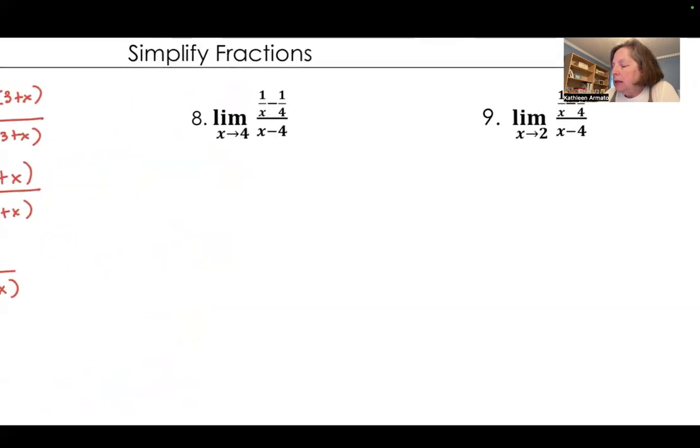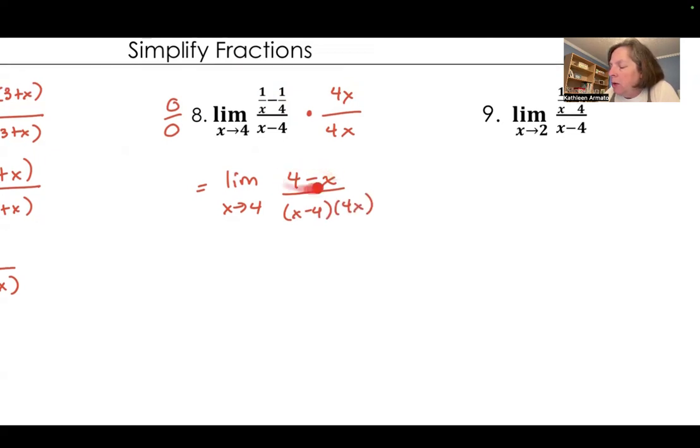Okay, problem 8. Make sure you have an indeterminate form. 1/4 minus 1/4 over 4 minus 4. Sure enough. The denominators here are 4 and x. I'm going to multiply by 4x over 4x. So 1 over x times 4x leaves me with 4. 1/4 times 4x, the 4's cancel, that leaves me with minus x. So I have x minus 4 times 4x.